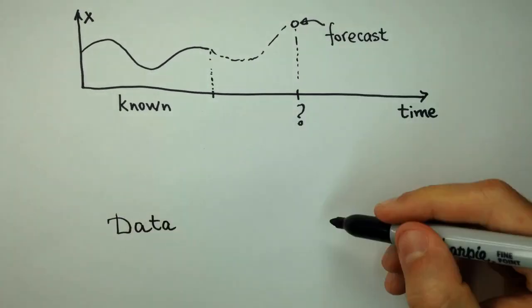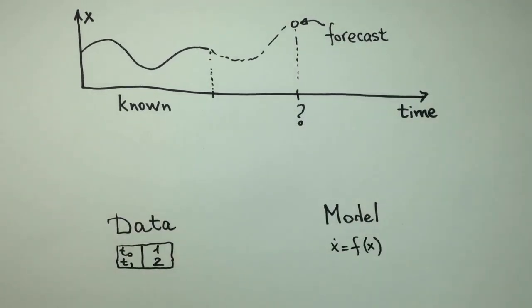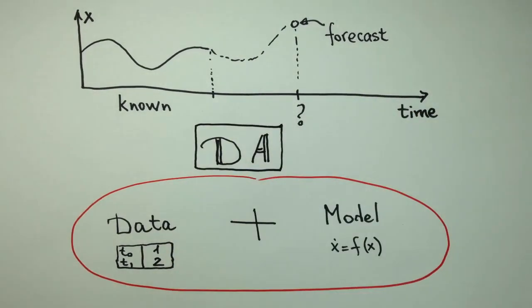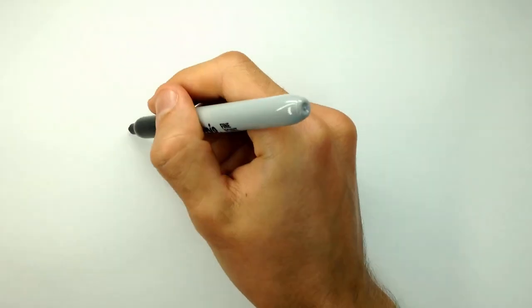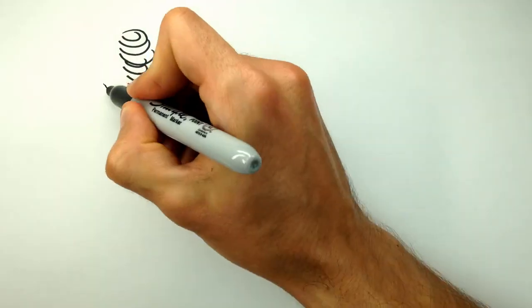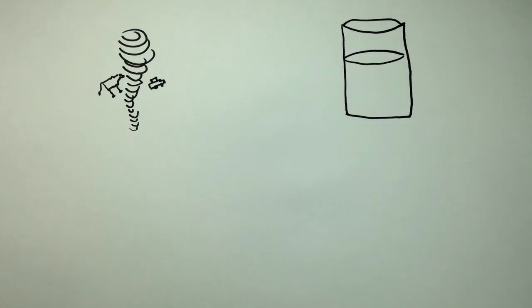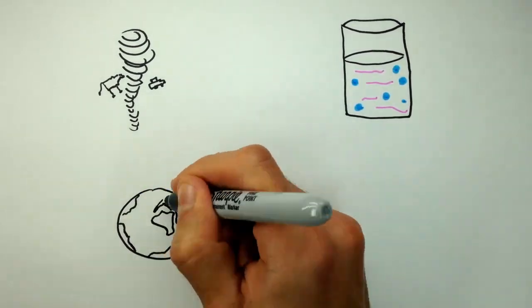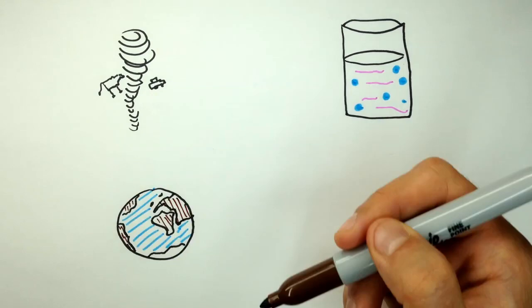Broadly speaking, it is a branch of applied mathematics that strives to forecast evolution of dynamical systems by fusing two things together, data and a model. Without getting into technicalities, a dynamical system is simply something that changes over time, like a hurricane, concentrations of fluids, atmosphere, or planets moving in the solar system.